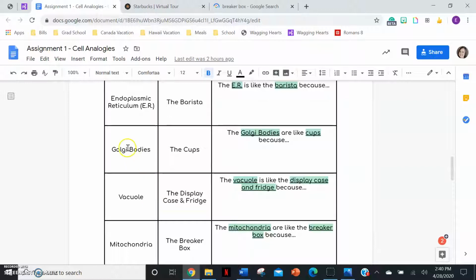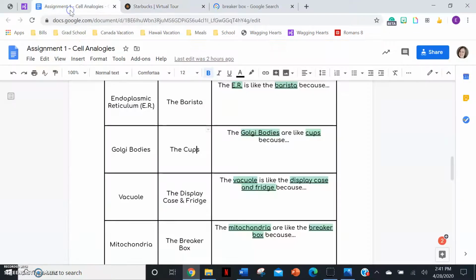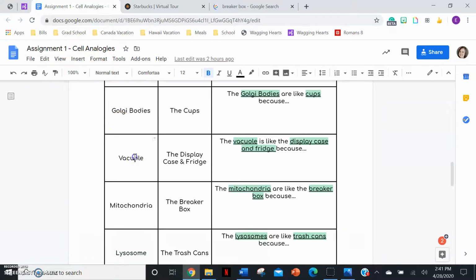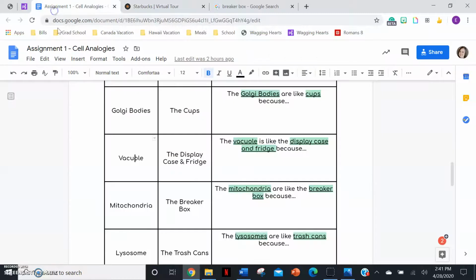We also compare the Golgi bodies to the cups. Why? Well, you have to figure that out, think about it, and complete the analogy. All Starbucks have cups like these right here. How could these be like the Golgi bodies? Now the next one compares the vacuole to the display case and fridge. So this display case fridge over here, how could this possibly be like the vacuole of a cell?